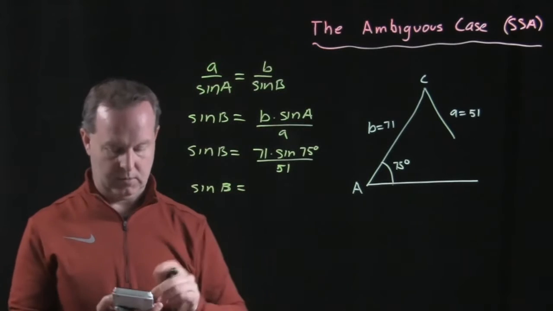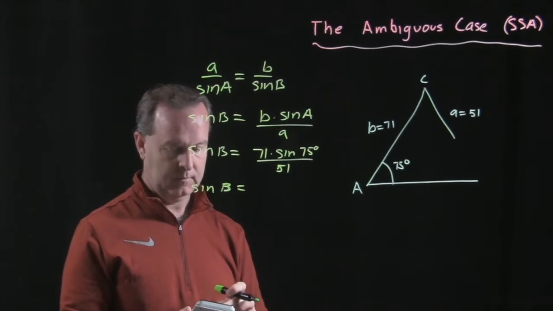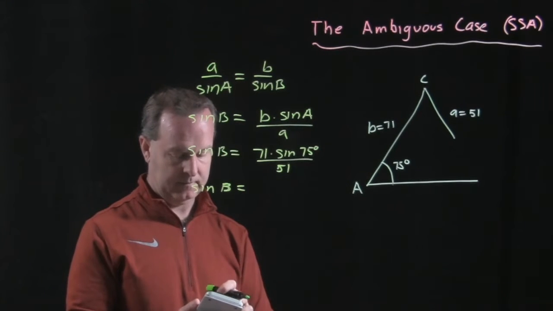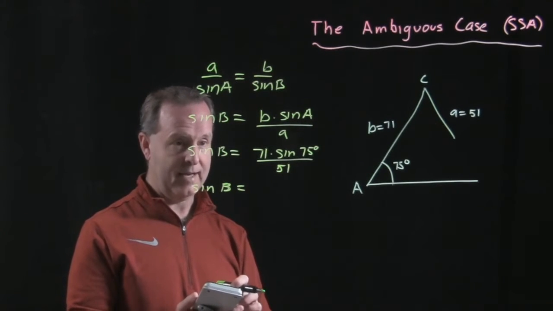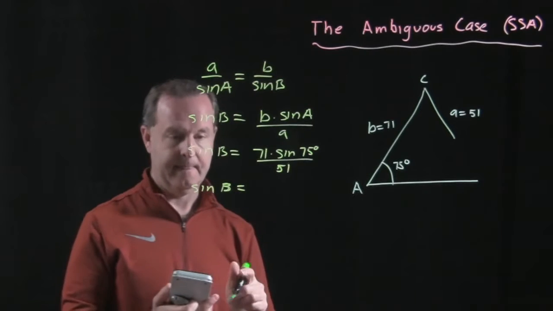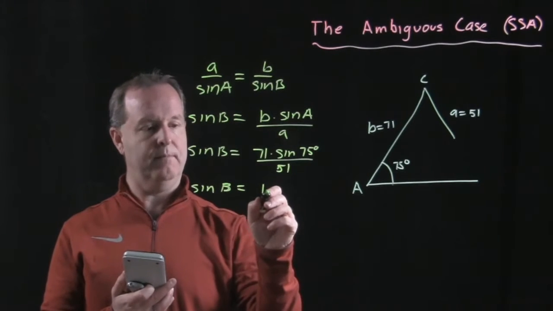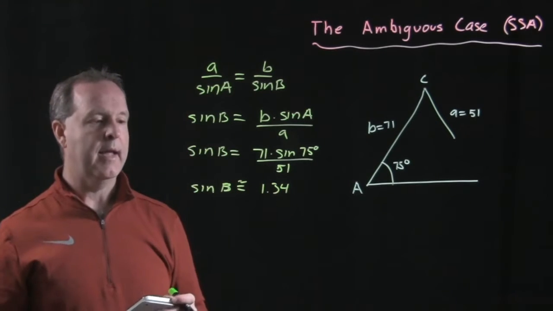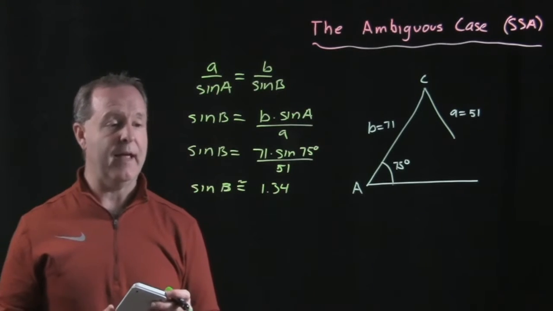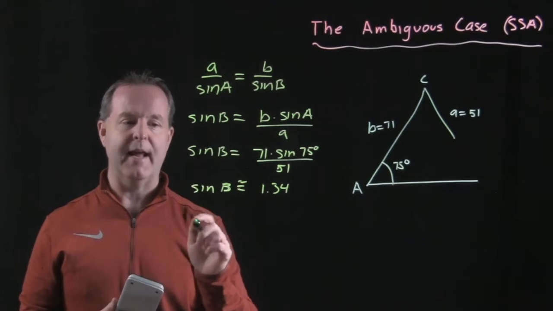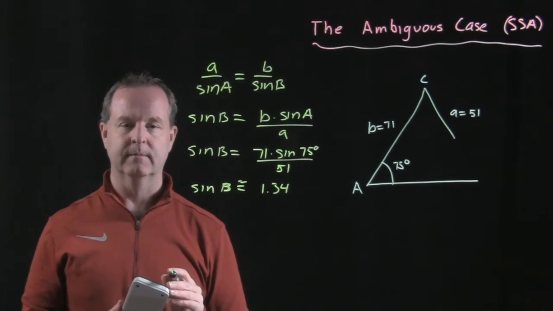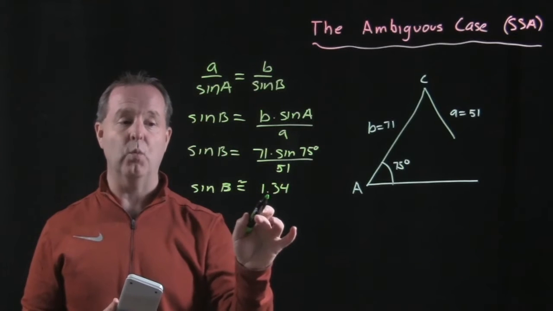Sine of B equals 71 times sine of 75 divided by 51. Sine of B equals roughly 1.34. And if I were to take the inverse of that, you notice that I can't have an angle that gives a value greater than 1.